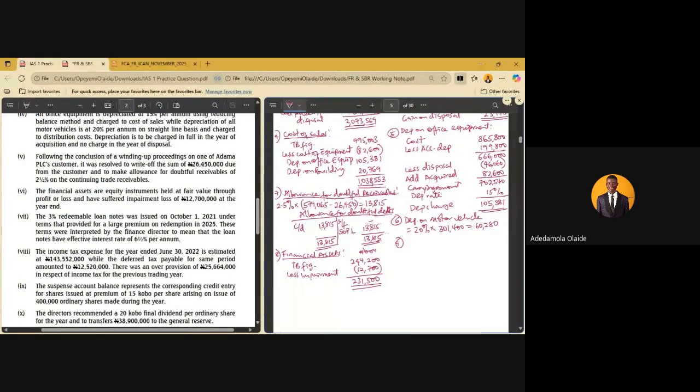So why this has an effective interest rate of 6.5%, but a nominal interest rate of 3% is because they don't want to pay higher interest on a yearly basis. So they agreed to terms that they will redeem the loan note at a premium, meaning the interest they did not pay over the while, instead of paying at 6.5%, they were paying at 3%.